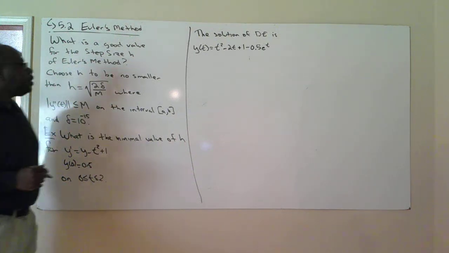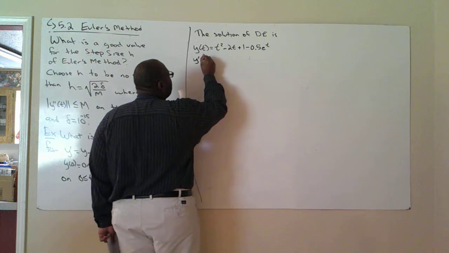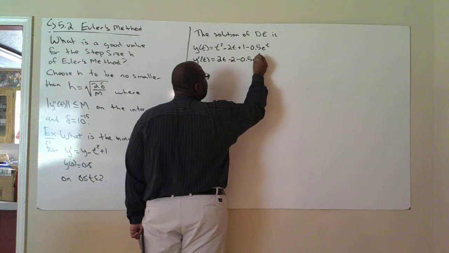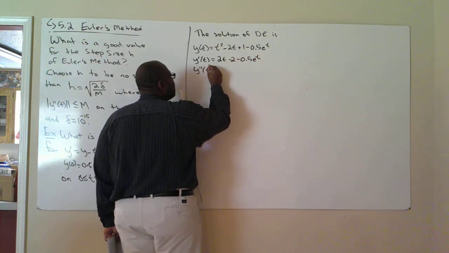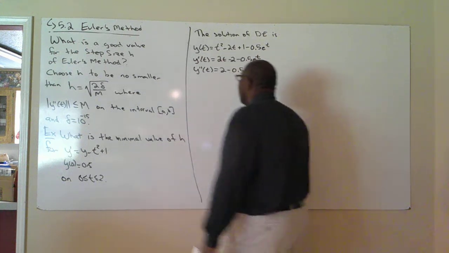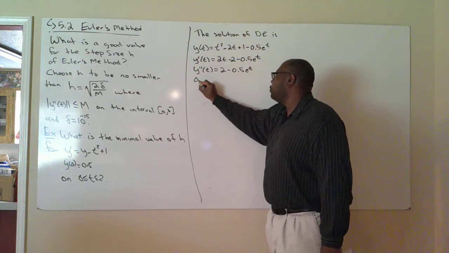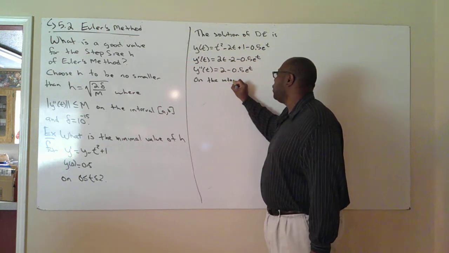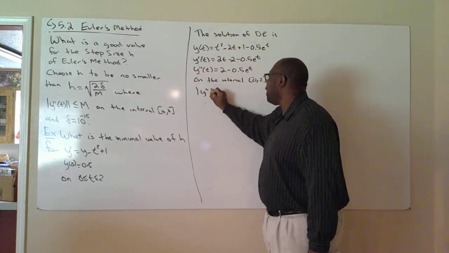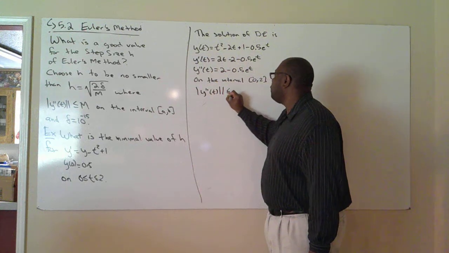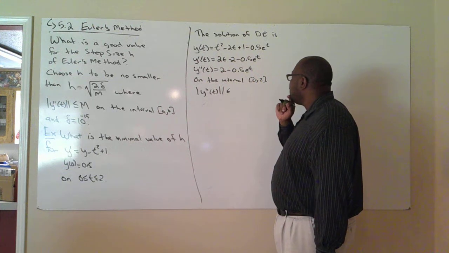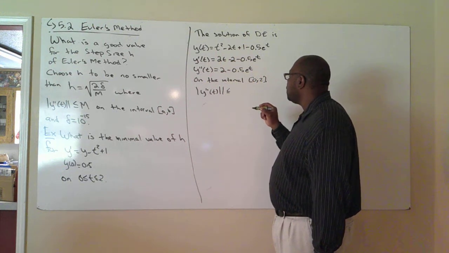And I can find the second derivative of this. So y prime of t is equal to 2t minus 2 minus 0.5 e to the t. And then the second derivative is going to be 2 minus 0.5 e to the t. And on the interval from 0 to 2, the biggest that this is going to be equal to, I believe, is when t is equal to 2. That's when this is going to be as large as it can.